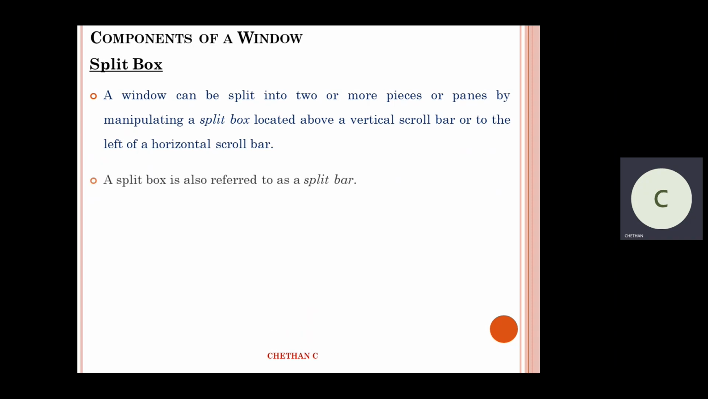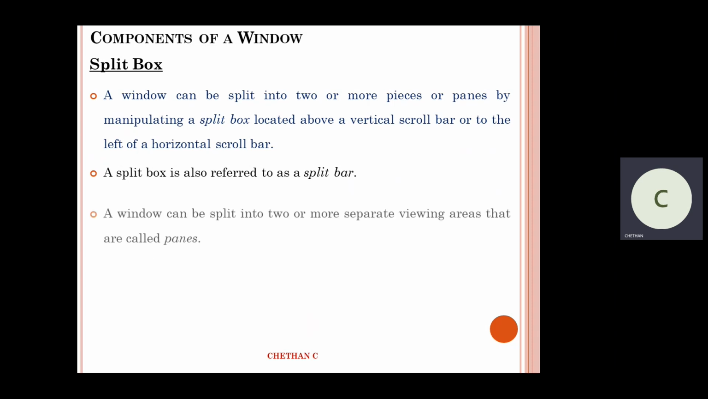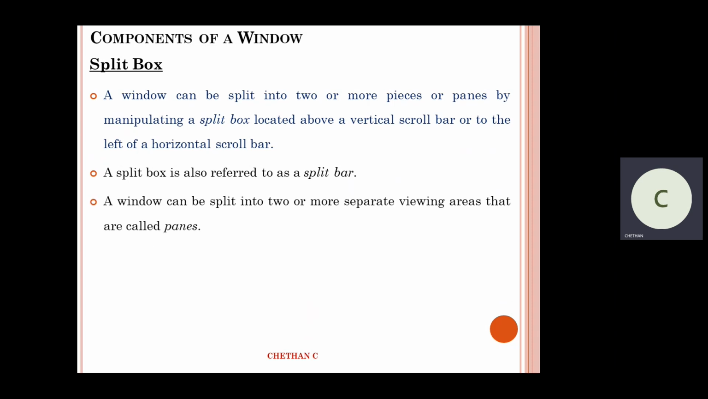The split box is what you call it. It is also known as split bar. A window can be split into two or more separate viewing areas that are called panes. Not planes, it's called panes. Splitting a window permits multiple views of an object. We do that, right?